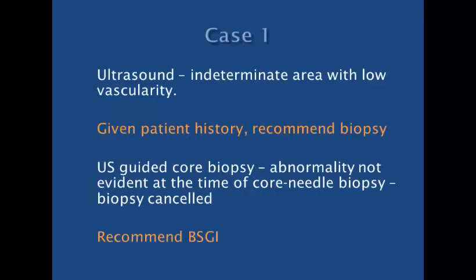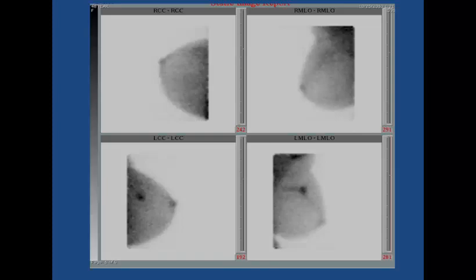This is the ultrasound image. The ultrasound showed only low vascularity, but given the patient's history, they had recommended a biopsy. But when the patient went to biopsy, they were unable to locate a biopsiable lesion. So they recommended the nuclear medicine study. So this is the nuclear medicine image. A little bit out of organization here, but you get the idea. Left and right breast images.